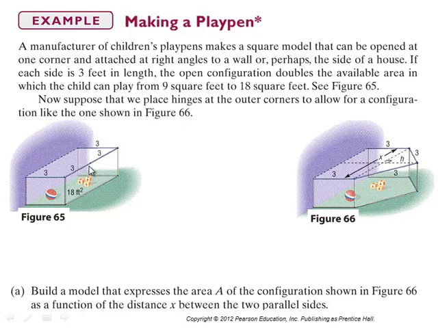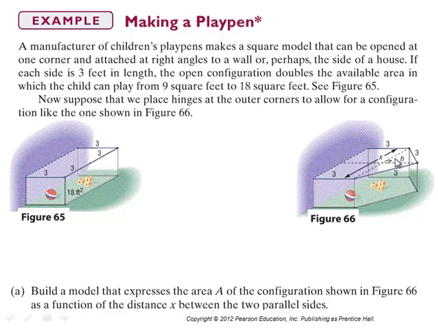Now imagine that we were able to bend the playpen out right there, so you can make a configuration kind of like this, in the hopes of actually creating more area for the child to play in. So what sort of dimensions would we need?